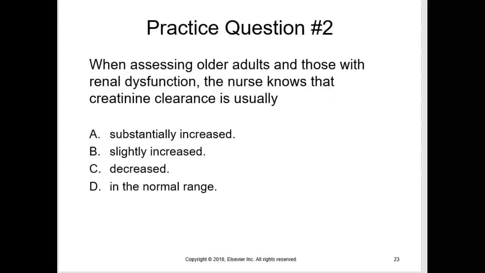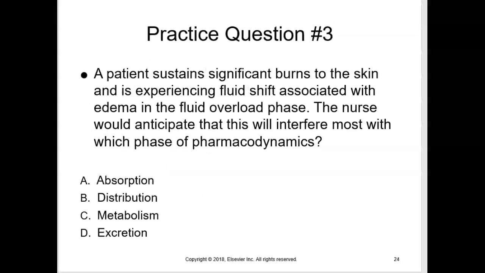For practice question number 2, the correct answer is C. Creatinine clearance is the most accurate test to determine renal or kidney function. Creatinine is a metabolic byproduct of muscle that is excreted by the kidneys. Creatinine clearance varies with age and gender. Lower values are expected in older adults and female patients because of their decreased muscle mass. A decrease in renal GFR, or glomerular filtration rate, is common in older adults and results in a decrease in urine creatinine clearance.